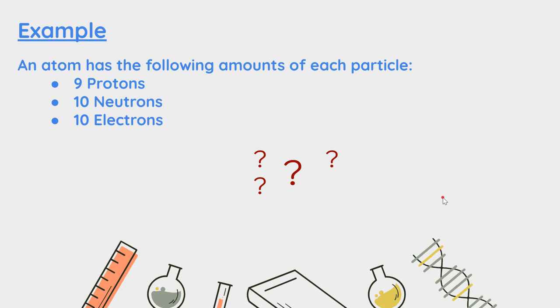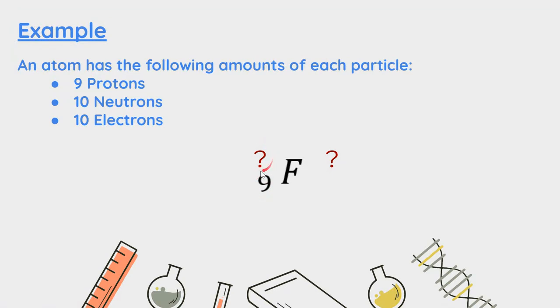An atom has the following amounts of each particle: 9 protons, 10 neutrons, and 10 electrons. First, what symbol will go in the center of this nuclear notation? What's going to go in the center here? That's going to be F for fluorine, because fluorine is our 9th element. What symbol is going to go in the bottom left here? That's going to be 9, because we have 9 protons.